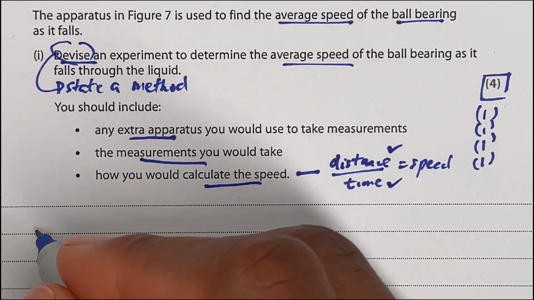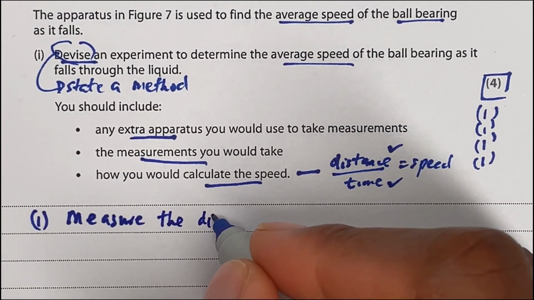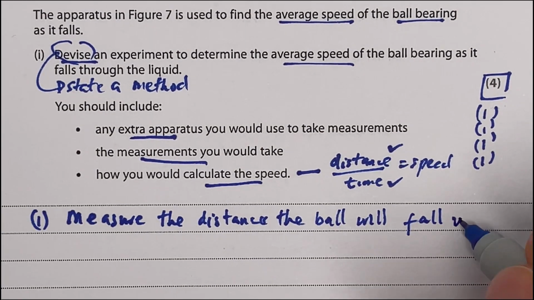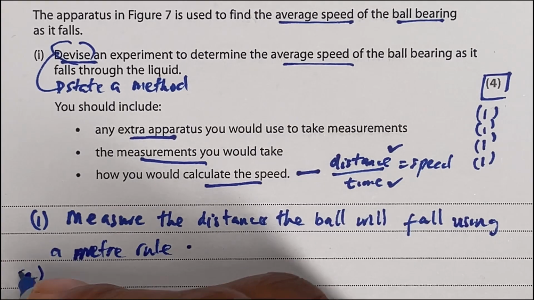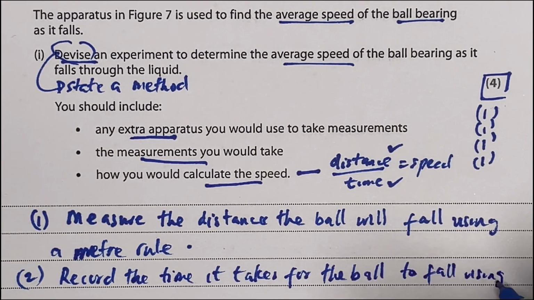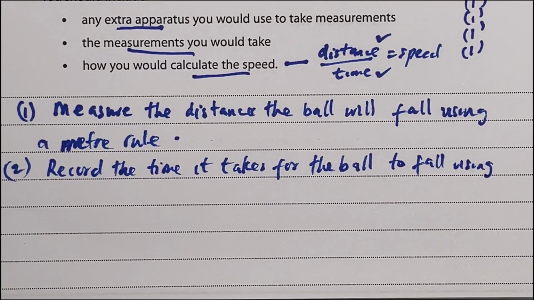So what would I say my first point would be? Measure the distance the ball will fall. Okay, what am I using to measure the distance? Using a meter rule. My second point would be record the time it takes for the ball to fall. What am I using to measure the time? I need to use a stop clock.